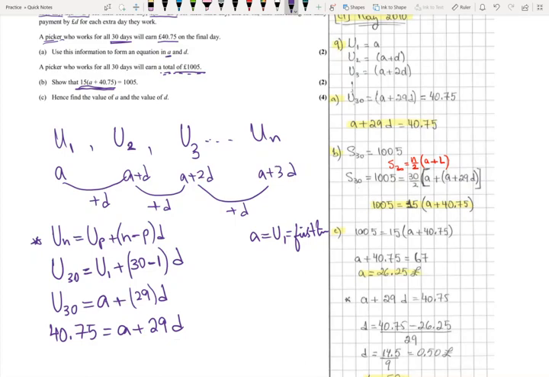And I remind you that this formula is found in the formula booklet, plus you can use this one. It's the first term plus the last term, and the number of terms over 2 is 15. So this is the formula they want you to find, which is the same as what they asked in part B. Hence, in part C, find the value of A and the value of D.